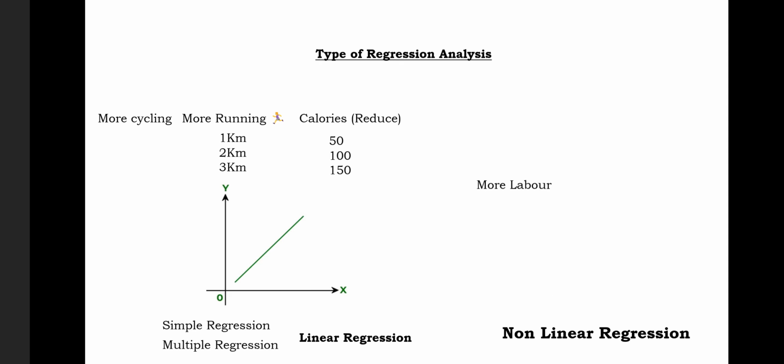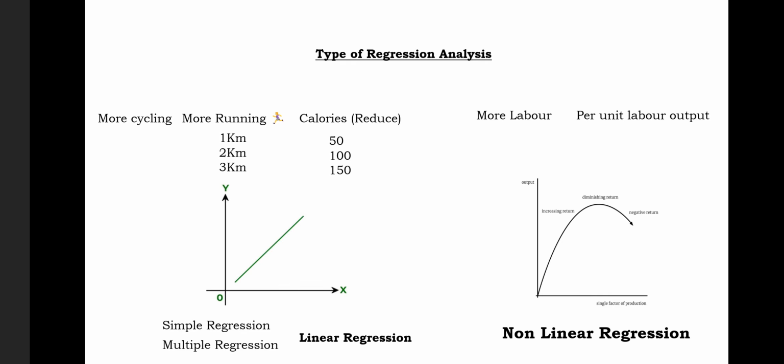Look at these two variables, labor and per unit labor output. As you know from earlier classes, in economics, when we use more labor, the productivity starts increasing initially. But later, if we start using more labor, the productivity starts reducing. It means the per unit labor you are putting in gives you less output. This particular phenomenon is called the law of diminishing returns. And we see that the relationship between labor and per unit labor output is never linear. It starts shifting its shape.